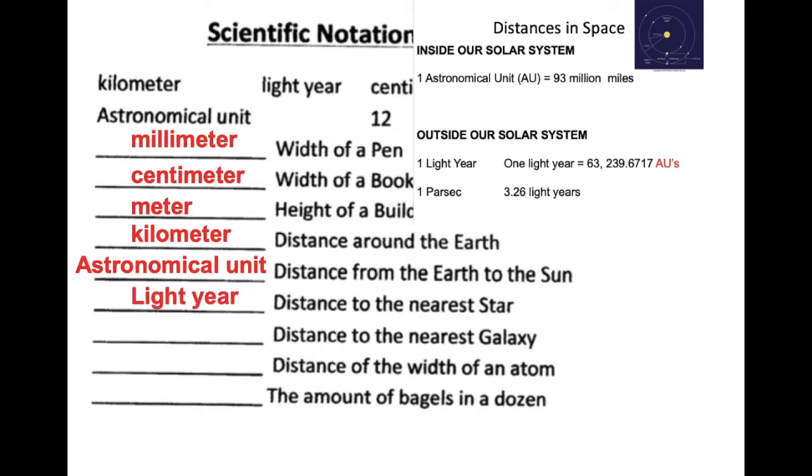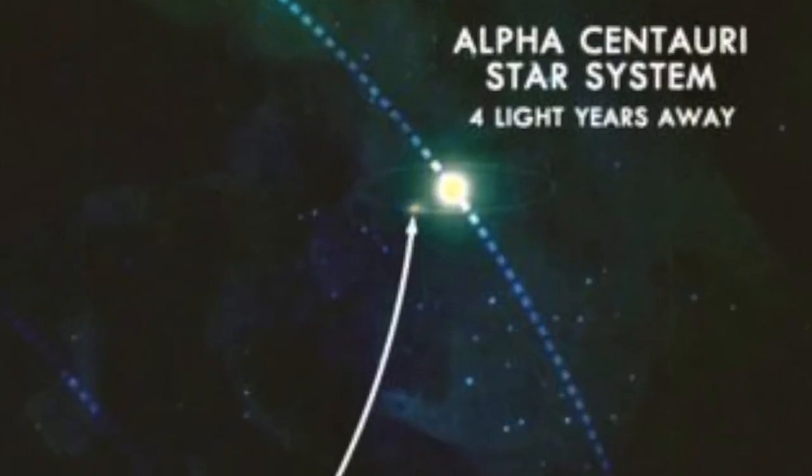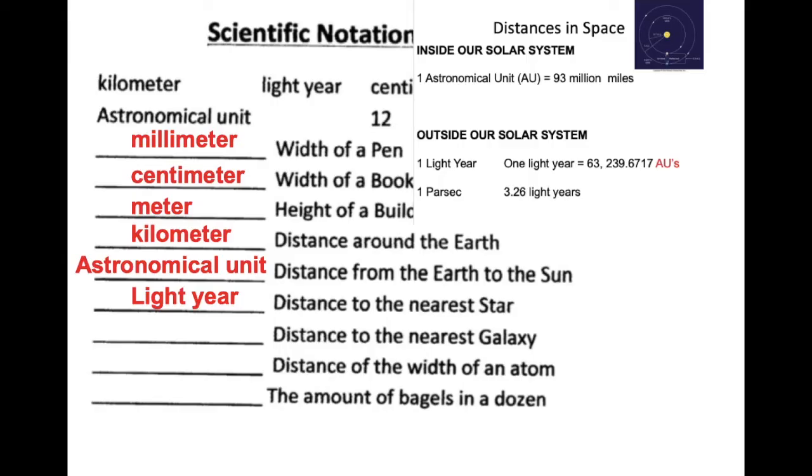If you're looking at the distance to the nearest star, and we're talking about a nearest star like Alpha Centauri outside of our solar system, you're going to use the light year. Distance to the nearest galaxy, even further away, hard to even comprehend, you're going to use a parsec.